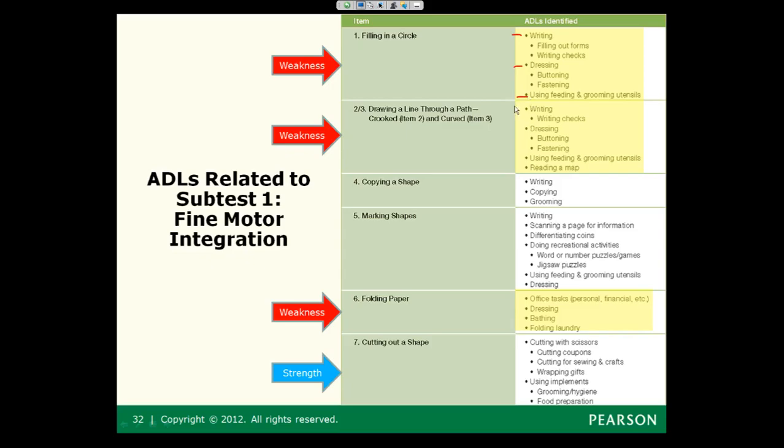Again, we see that again here. Also, see that dressing, bathing, possibly folding laundry, and then other general office tasks could be affected. We did see a strength here with cutting out a shape. Again, it's just one particular task, but, of course, we develop treatment plans based on strengths, right? So maybe these are some strength activities that we can integrate into her treatment planning.